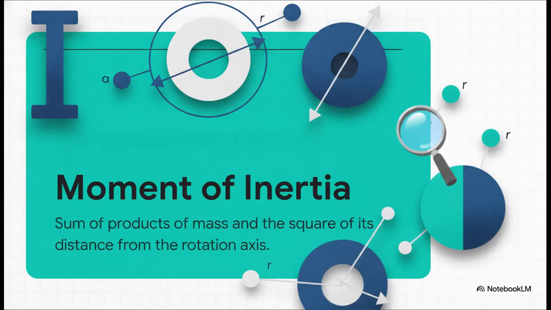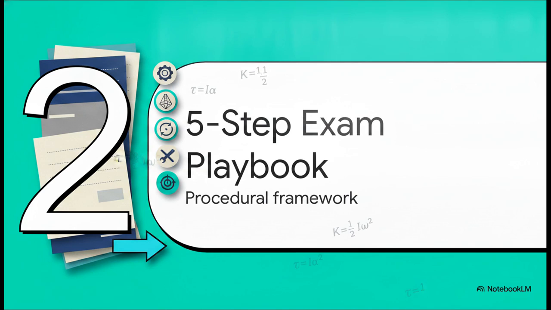Next up is our second core concept, moment of inertia, denoted by a capital I. This is defined as the sum of the products of each particle's mass and the square of its distance from the rotation axis. Now, that's a mouthful, but the crucial takeaway is that it doesn't just depend on the total mass of the body, it relies heavily on the shape of the body, and very specifically, exactly where that rotation axis is positioned.